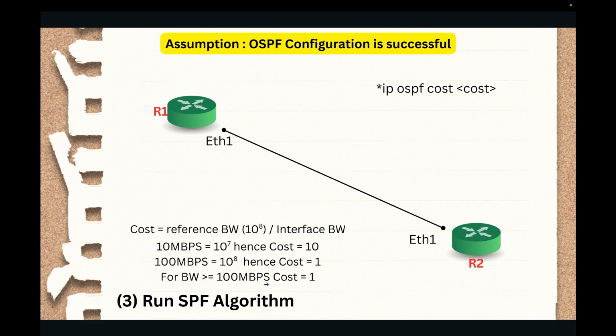Also, one thing you can note is we can change the cost of a particular interface by using this command under the interface configuration mode, which is ip ospf cost, and over here we can put the cost that we want. So that's how OSPF operation works behind the scenes.